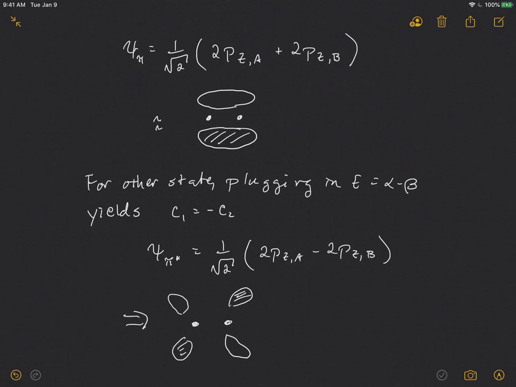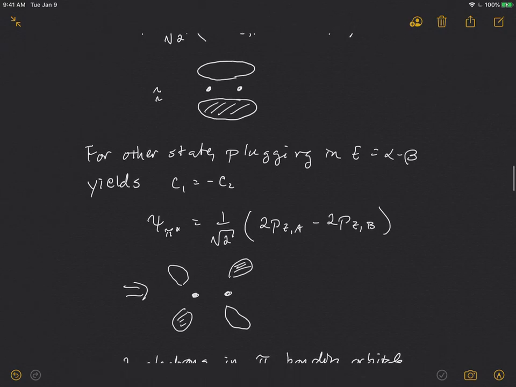For our other state, we can plug in the other energy level equals alpha minus beta. This yields C1 equals minus C2, and so this is the state where the wave functions change sign, and the wave function can be expressed as this: 1 over square root of 2, the first wave function for atom A minus the wave function for atom B. And so this means that there's going to be a sign difference, and this is shown in our sketch here. There's this nodal plane in the middle between the two carbon atoms. You get this sort of butterfly-shaped antibonding pi star orbital.